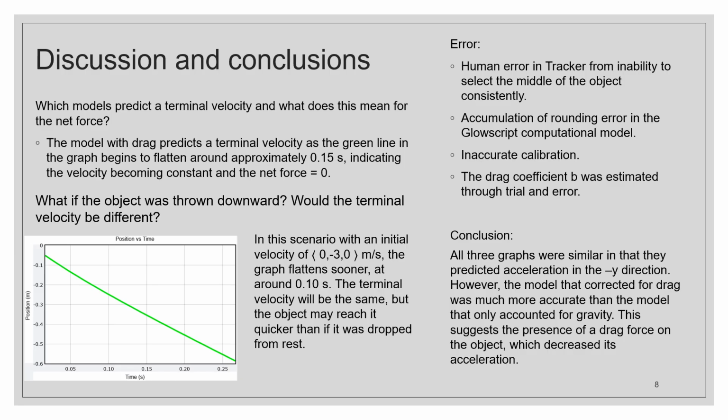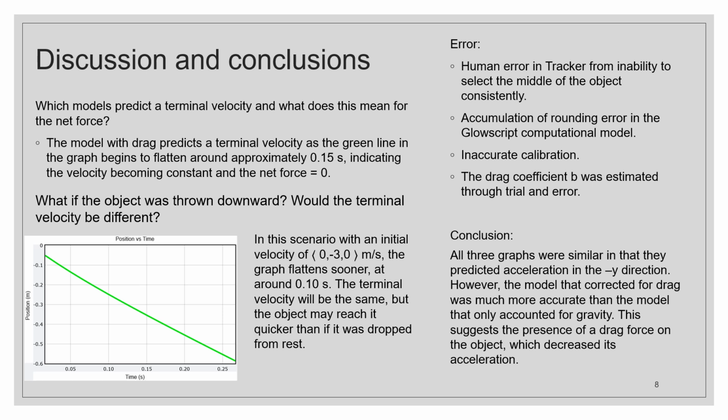For the what if and what does it mean questions, the model with drag can predict a terminal velocity as the graph in the previous slide begins to flatten around 0.15 seconds, indicating a terminal velocity and a net force of 0. The computational model without drag cannot predict a terminal velocity because you need the drag force to be equal but opposite to the gravitational force to reach terminal velocity. Obviously, since we do not account for drag, the other model cannot predict this.